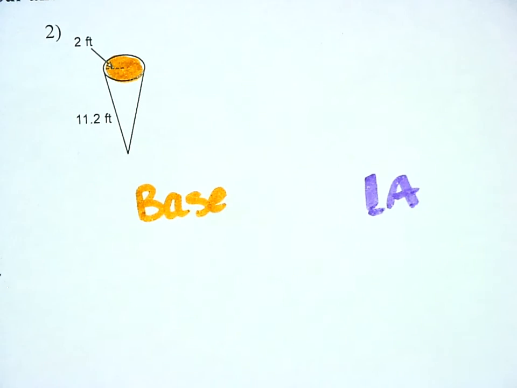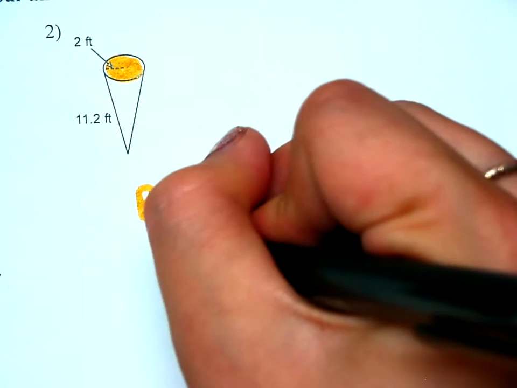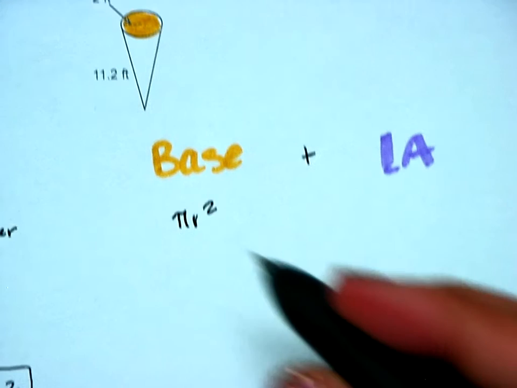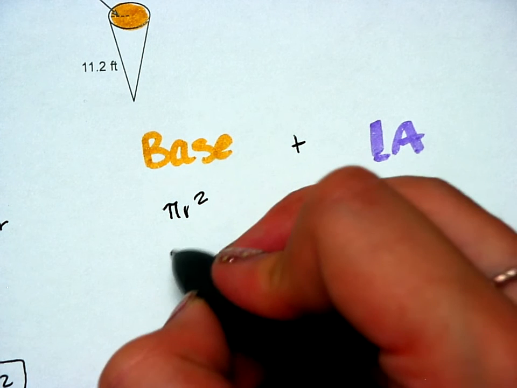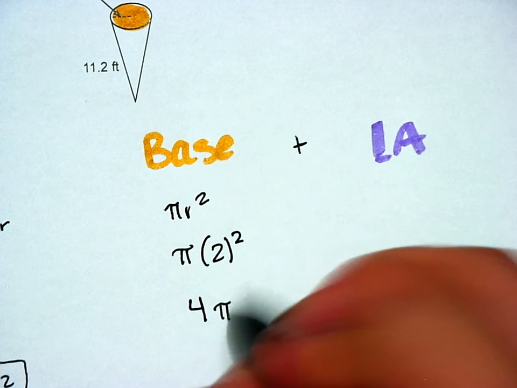Okay, so let's find our one base first. This time the radius is 2, so this is pi r squared, and we're going to substitute 2 in for r. 2 squared, so this is 4 pi.